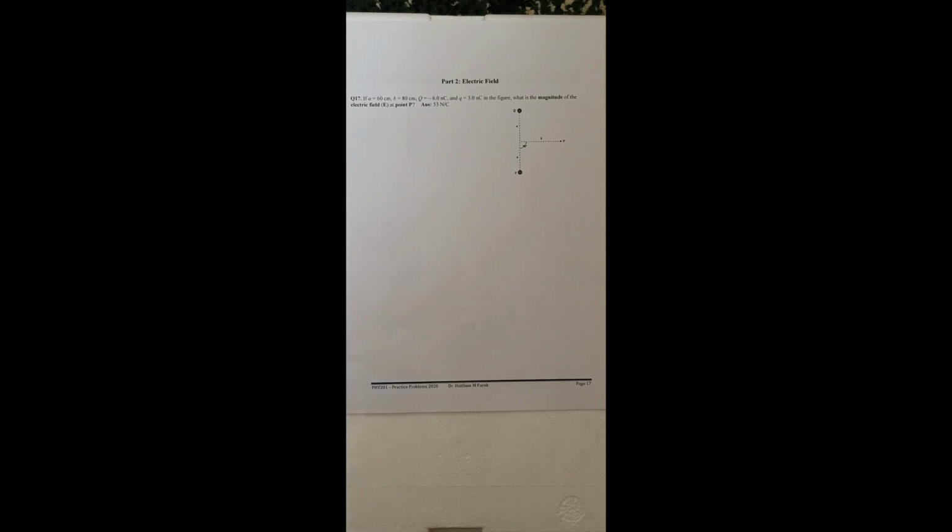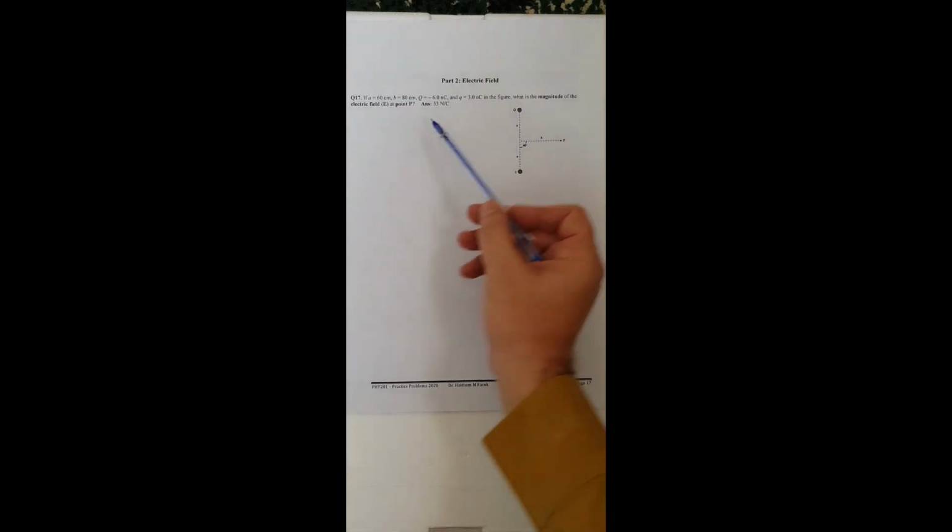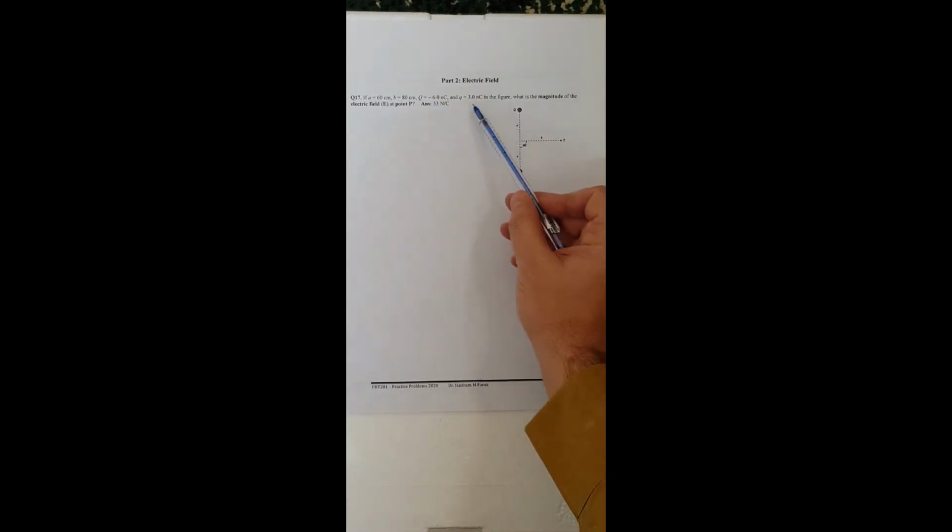Now we'll do some practice problems from chapter 21, the second part, which is the electric field. If I look at question 17, it says, if you have two charges here, a capital Q charge that is negative, -6 nanocoulomb, and a small q that is positive, 3 nanocoulomb, what is the electric field at point P here?